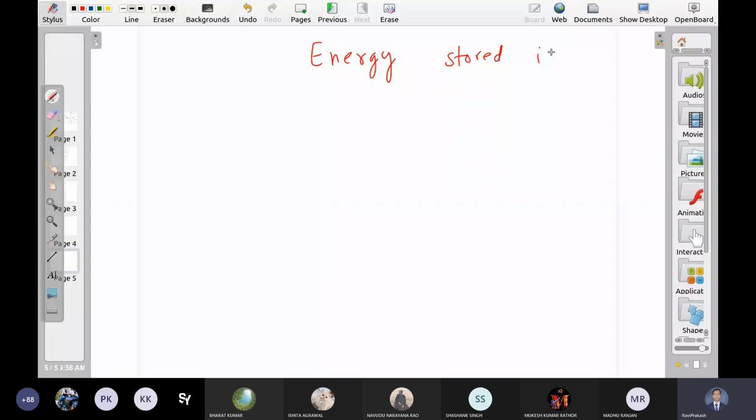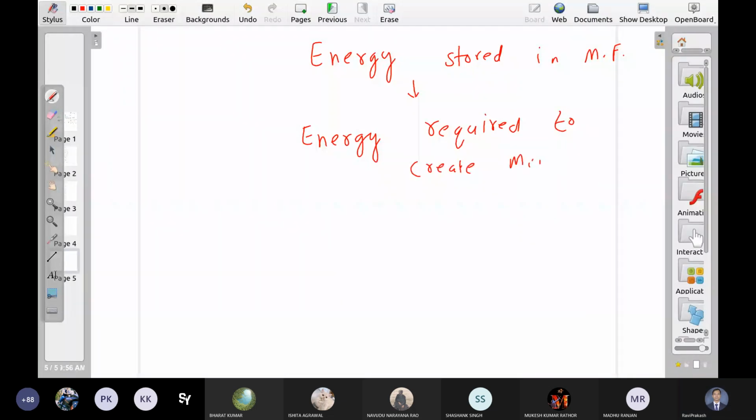What does it mean? Energy required to create magnetic field. So do we really have to do work to create magnetic field? क्या magnetic field generate करने के लिए work करना पड़ता है? Yes or no?